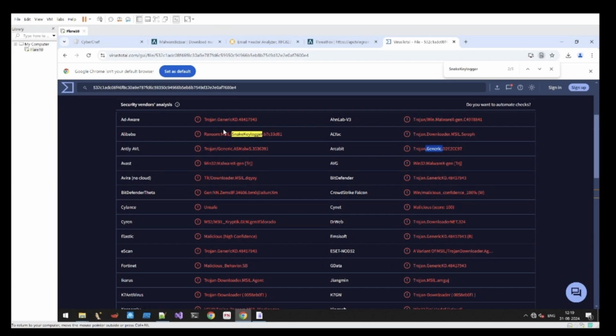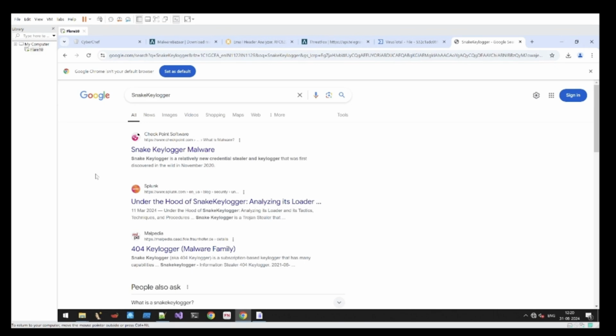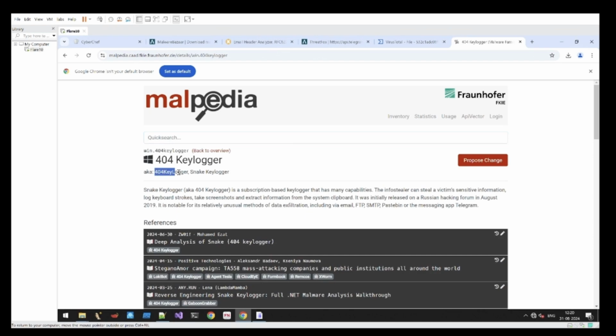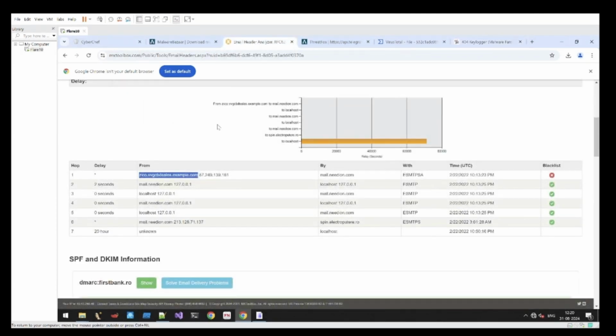Not all engines will name a particular detection as that particular malware, and sometimes some malware are named differently by different organizations. So Snake Keylogger is one name for this malware, but if you go to its entry on another site called Malpedia, which is again a knowledge base of malware specifically, we'll see it's also known as 404 Keylogger, the same malware. It has different names. Naming is definitely a drawback of the cybersecurity industry.